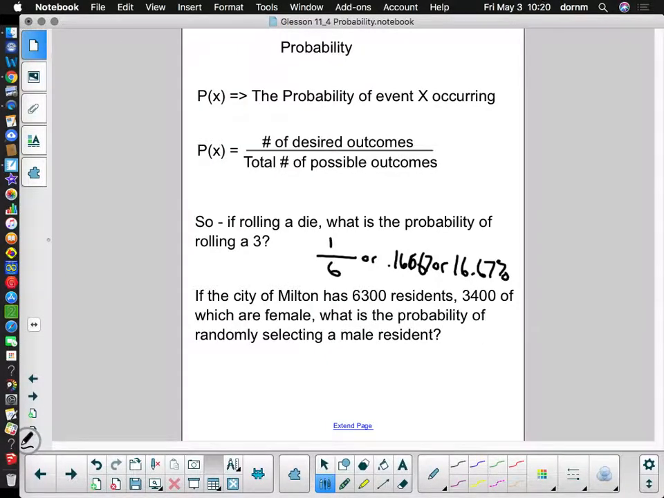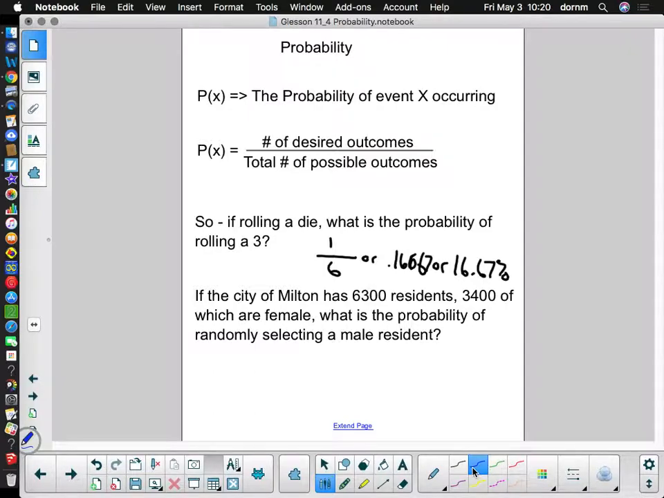Another quick example of just basic simple probability. City of Milton has 6,300 residents. By the way, I just made these numbers up, so they are not accurate. Don't take them as truth. 3,400 of which are female. What is the probability of randomly selecting a male resident?